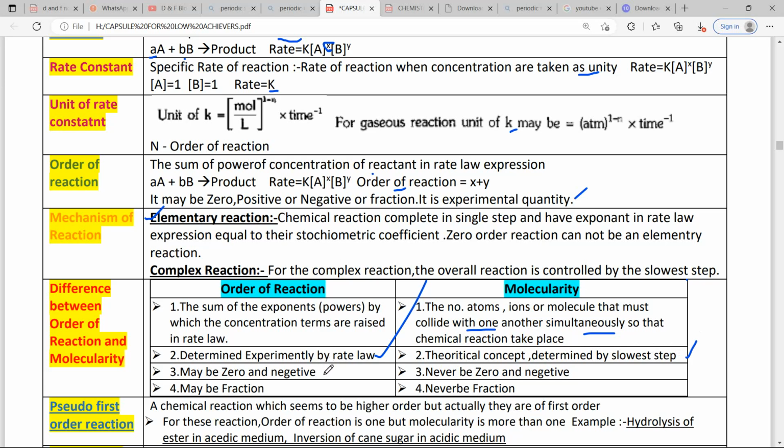The order of a reaction may be 0 or negative, but the rate will not be 0 or negative. The order of a reaction may be a fraction, but the molecularity of the reaction may not be a fraction. The molecularity of a reaction can never be 0 or negative.